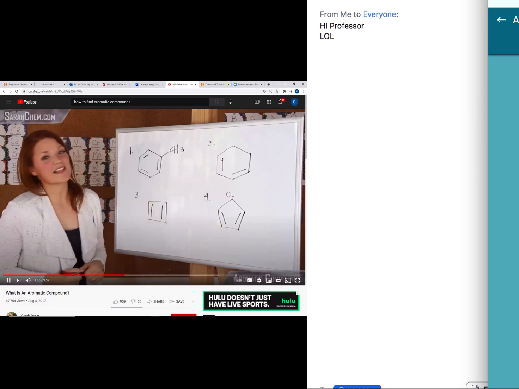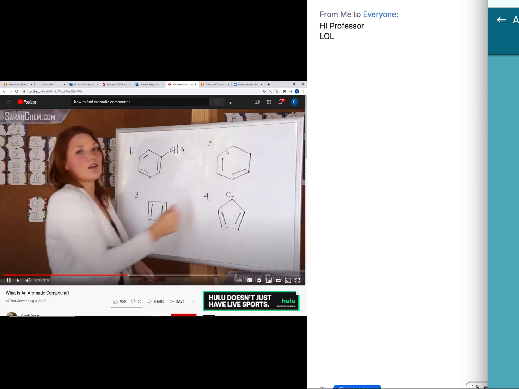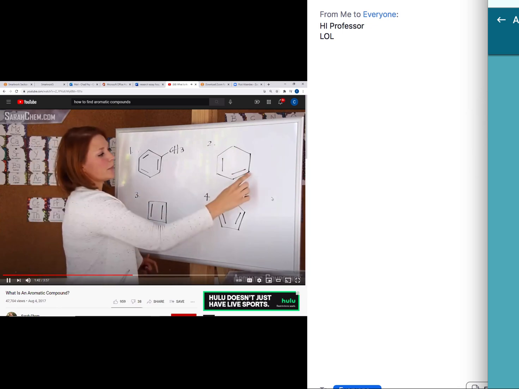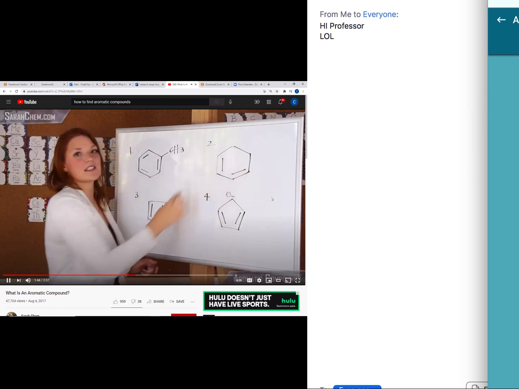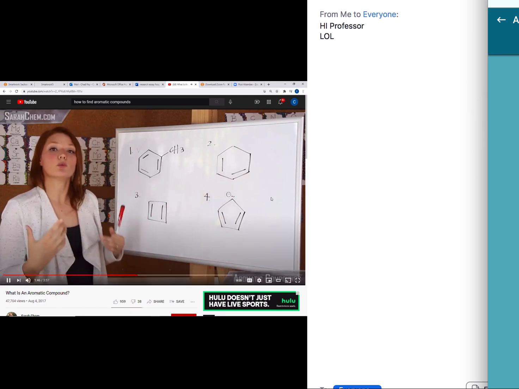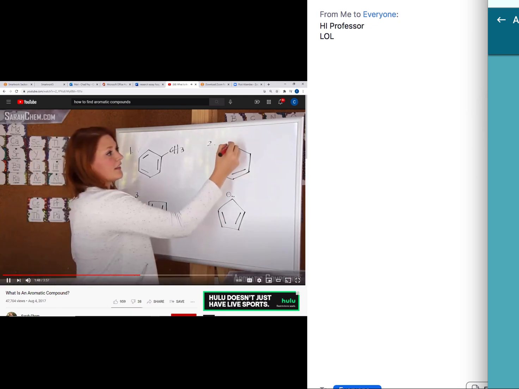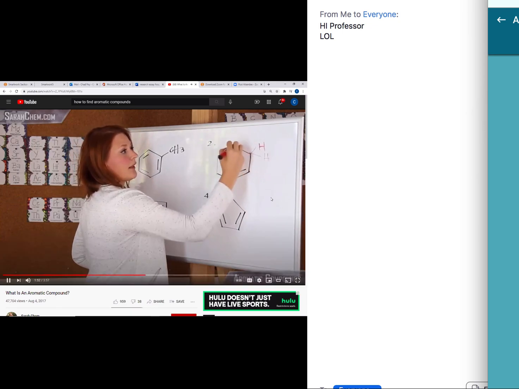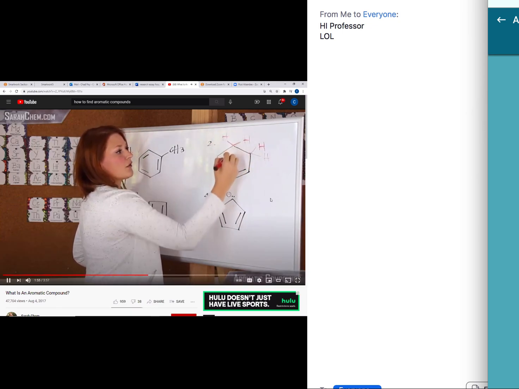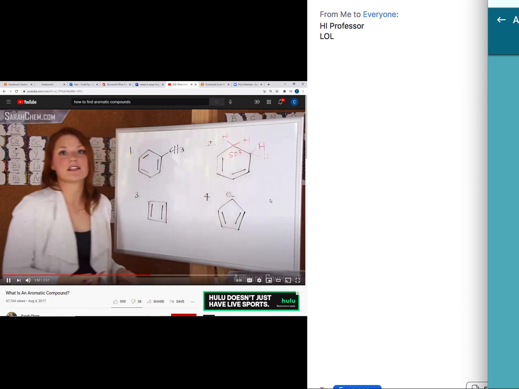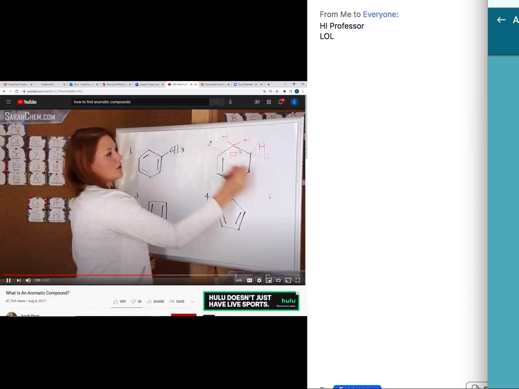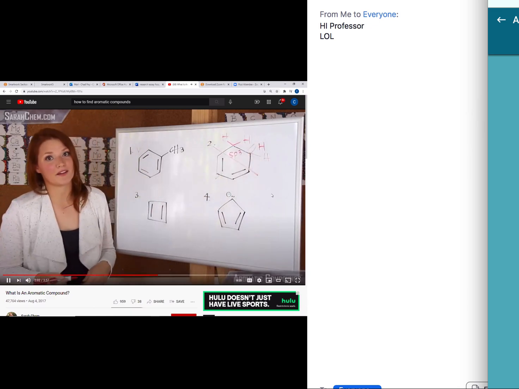Let's take a look at the second one. So it's got the cycle, so good on the first criteria. The second one has to be planar. So we can see that all of the carbons that are participating in those double bonds would be sp2 hybridized. These ones here, though, would not. They both have 2 hydrogens implied coming off of them, so they would be sp3 hybridized. And because of that, this would not be a planar cyclic compound, so this one here would not be aromatic.